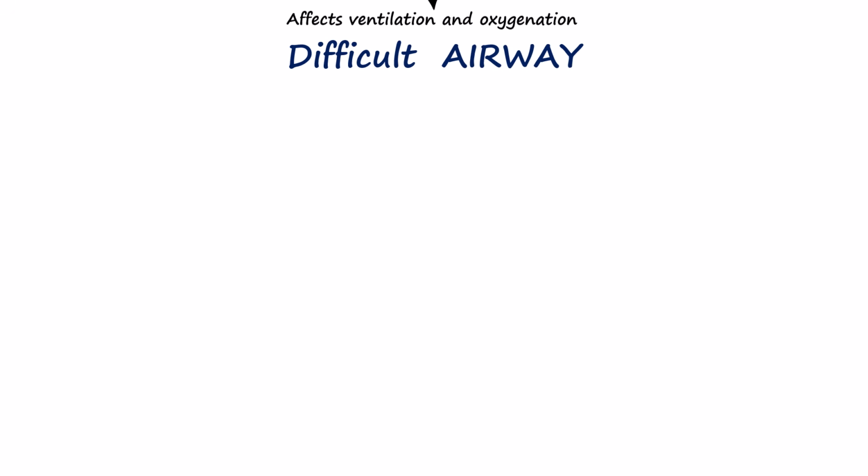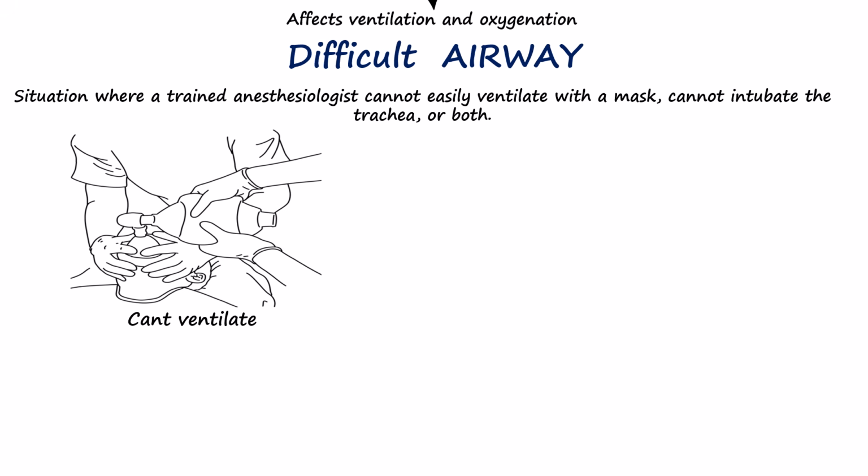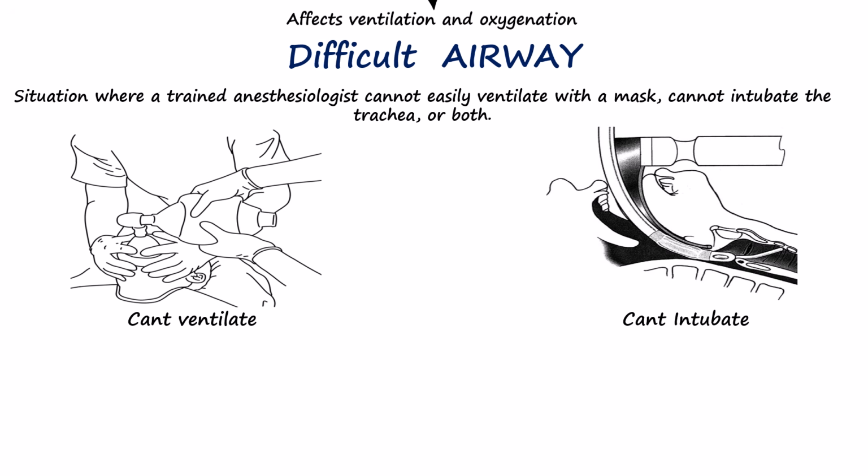But sometimes, because of certain patient factors or clinical situations, the airway can give us trouble, meaning we might not be able to ventilate or intubate the patient. When that happens, we call it a difficult airway. A clinically difficult airway is defined as a situation where a trained anesthesiologist cannot easily ventilate with a mask, cannot intubate the trachea, or both.